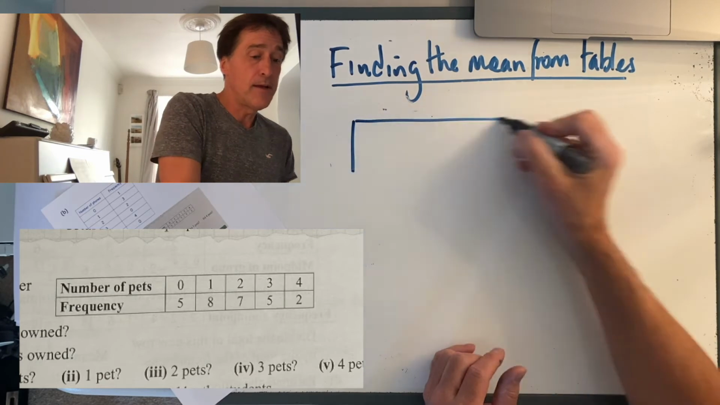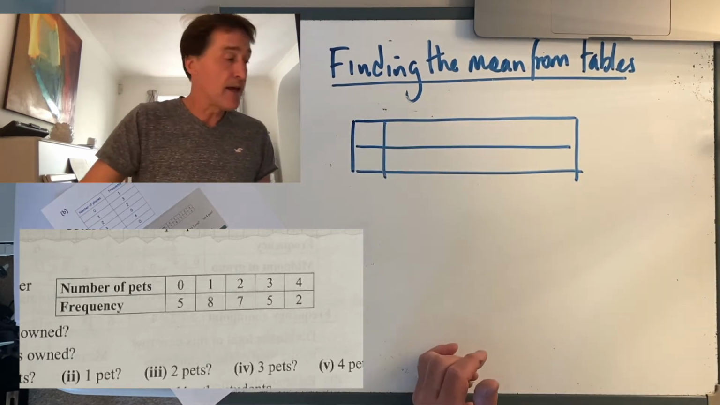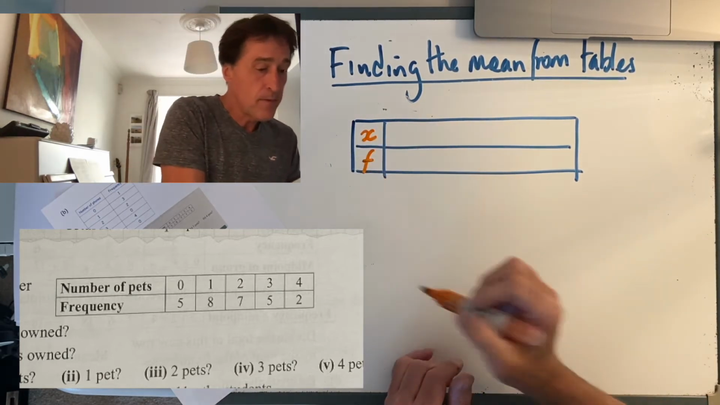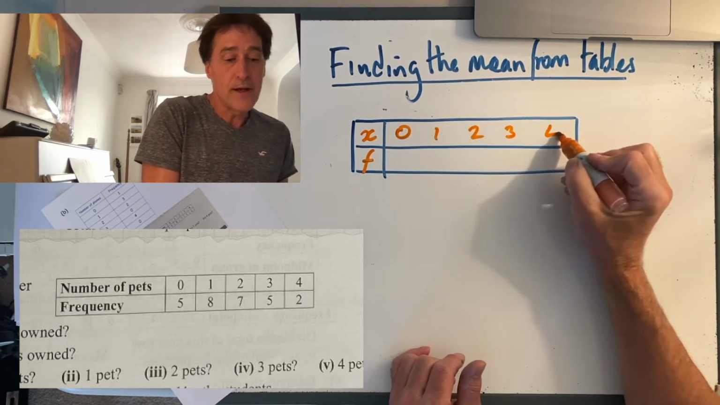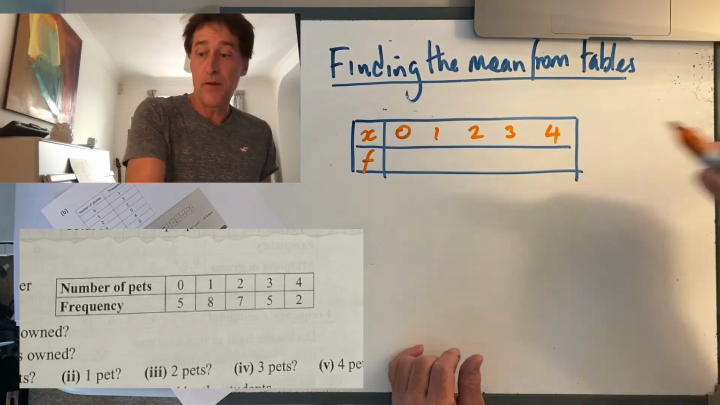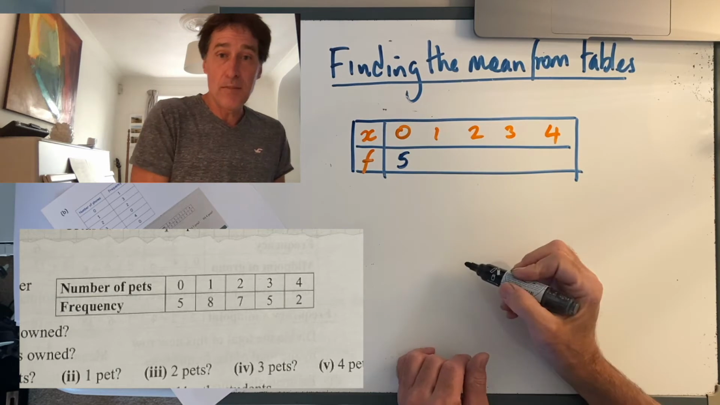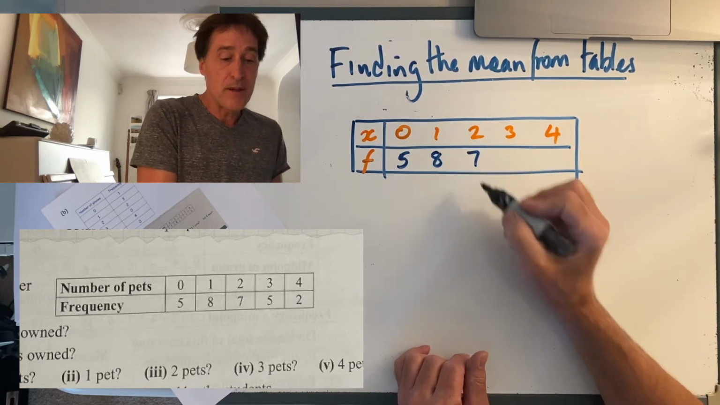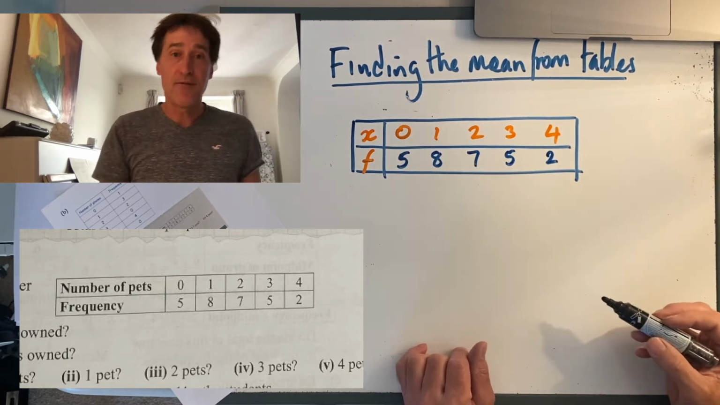So this time we're doing it in 2 rows. And it says here, the number of pets, let's call that X, and then the frequency, how many they have. So put that out, there are 0, 1, 2, 3, 4. So 4 people, 3 people, 2 people, 1 people, 0. And this tells you how many pets. Okay, so 5 people have 0 pets, 8 people have 1 pet, 7 people have 2 pets, 5 people have 3 pets, and 2 people have 4 pets.